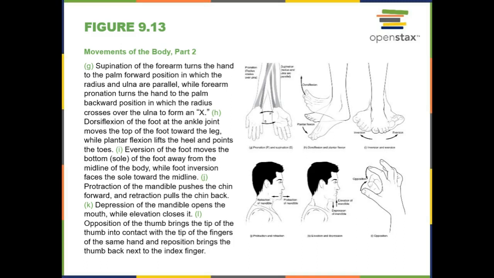And then opposition and reposition. Opposition, your thumb touches all the fingers, okay? So the thumb touches your first digit, second, third, and fourth. Reposition, it goes back, brings the thumb back to the index finger. So opposition to the pinky, reposition to the pointer. Opposition, reposition.